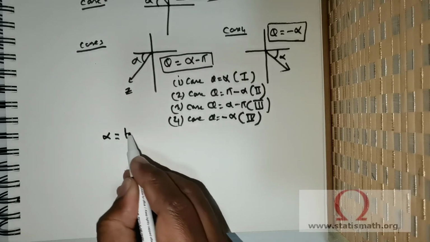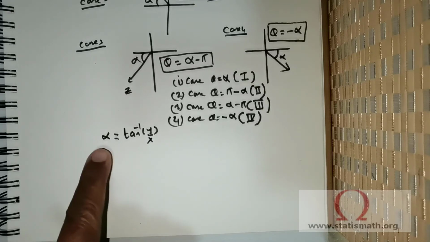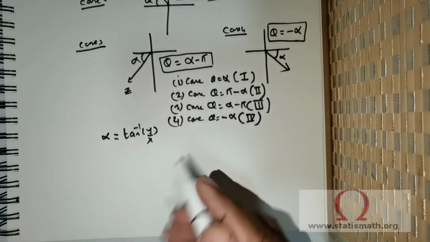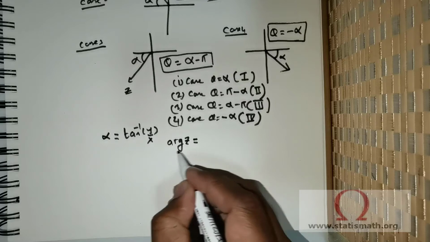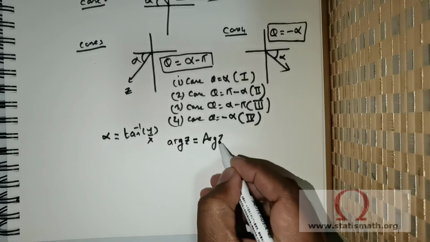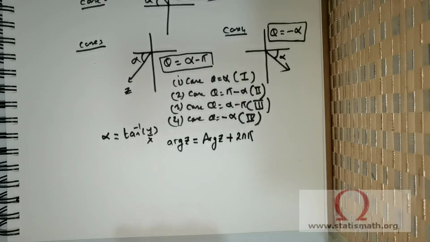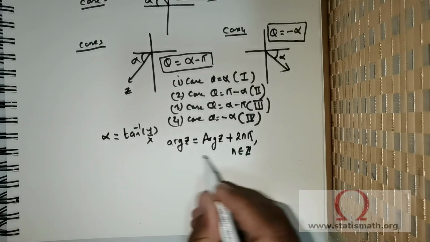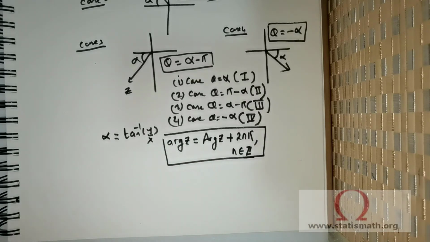First and foremost, find out alpha. In this case it is going to be tan inverse of y divided by x. After finding alpha, find out which of these cases you can apply. After that, the final solution should be written in this form: the argument of the given complex number z is equal to arg z + 2n pi, for any n an element of the integers. So this is going to be your final conclusive answer for the given questions involving arguments of a complex number.